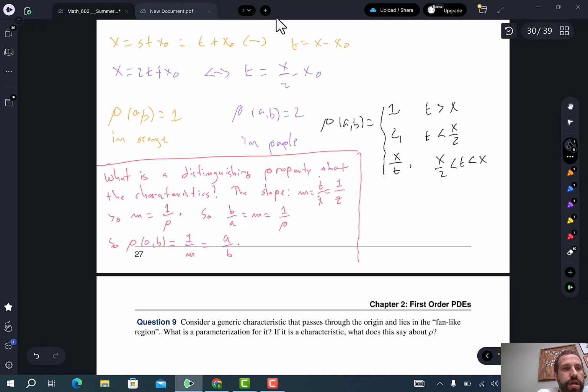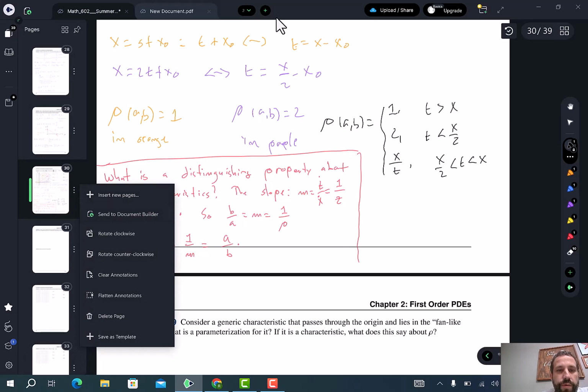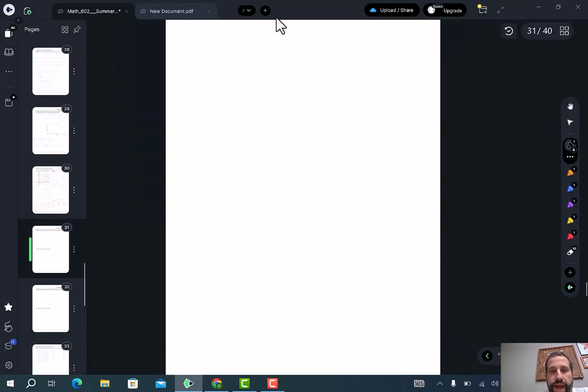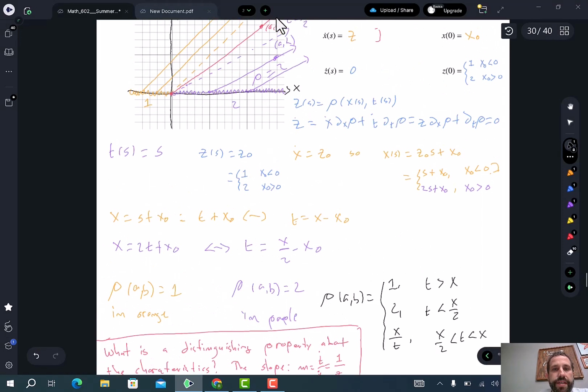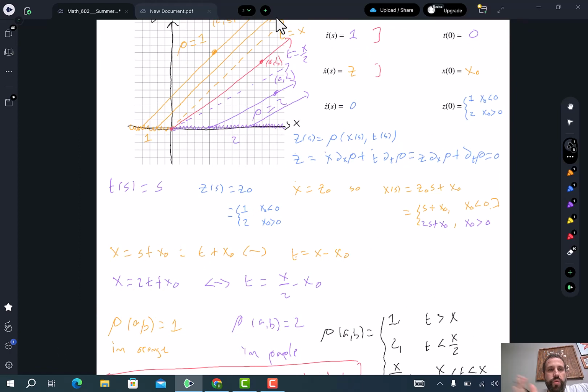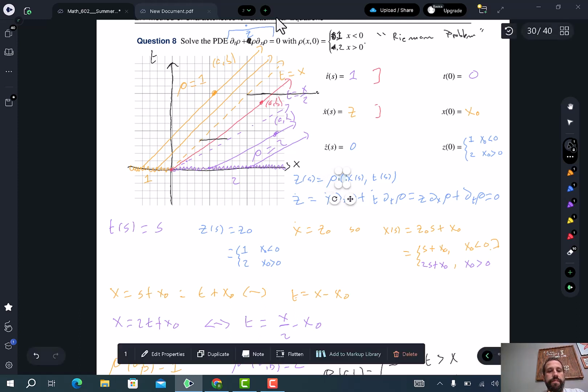Okay, so when we have something like this happening, we call this an expansion wave. The reason we call this an expansion wave is because the distance between the two different solutions is expanding. The difference between the rho equals 1 solution and the rho equals 2 solution is expanding. So if I look at a fixed value of t down here, I've got that distance there. If I look at a fixed value of t up here, I'm going to have a different distance. So the distance is expanding.